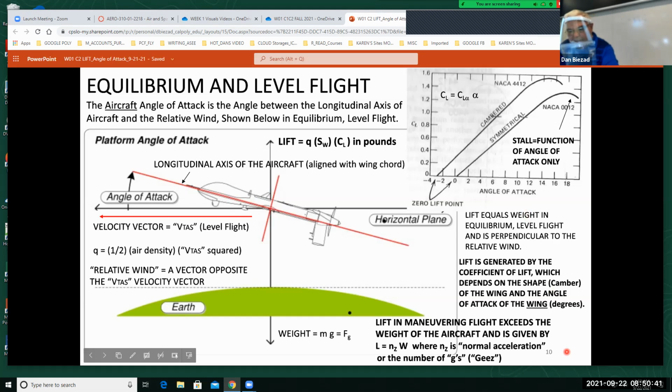So if you're not in level flight, if I start maneuvering that drone, then my lift is going to be a function of weight. The normal acceleration, or the number of G's, can increase, and I will increase up to the maximum capability of the aircraft.